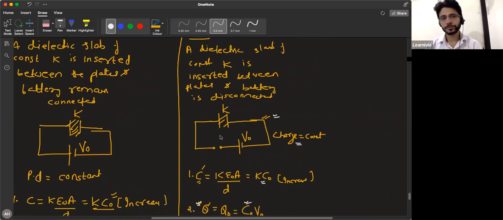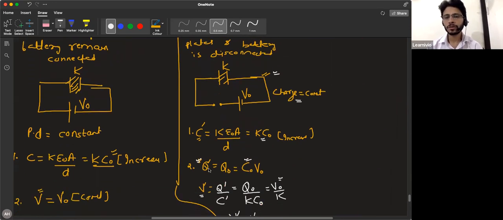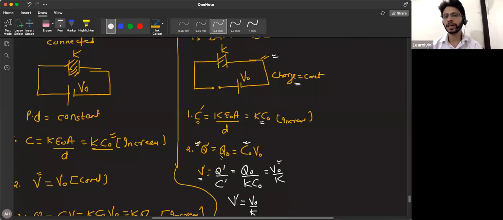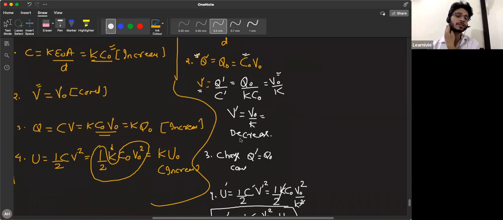Charge will remain constant. We calculate capacitance. Capacitance is K epsilon naught A by D, K C naught. To calculate voltage, I use charge. That charge will remain constant. Q prime is Q naught, which is C naught V naught. V prime is Q prime by C prime. So it's Q naught by K C naught, which is V naught by K. So V prime is V naught by K. Potential decreases, and charge does not change.